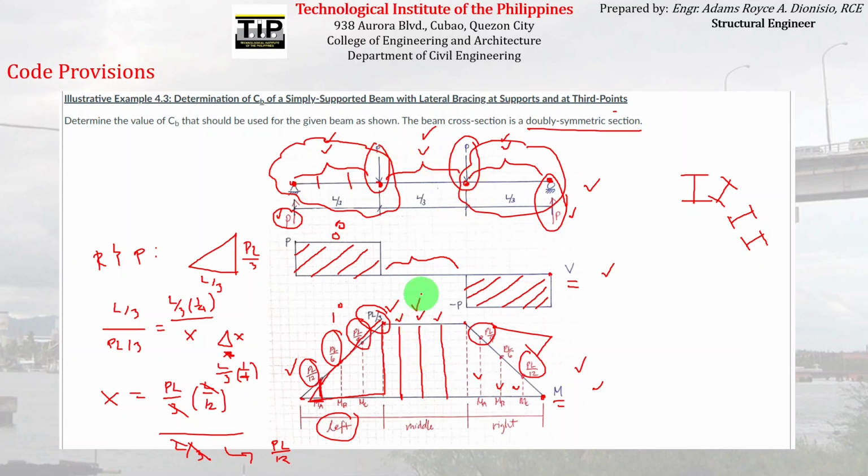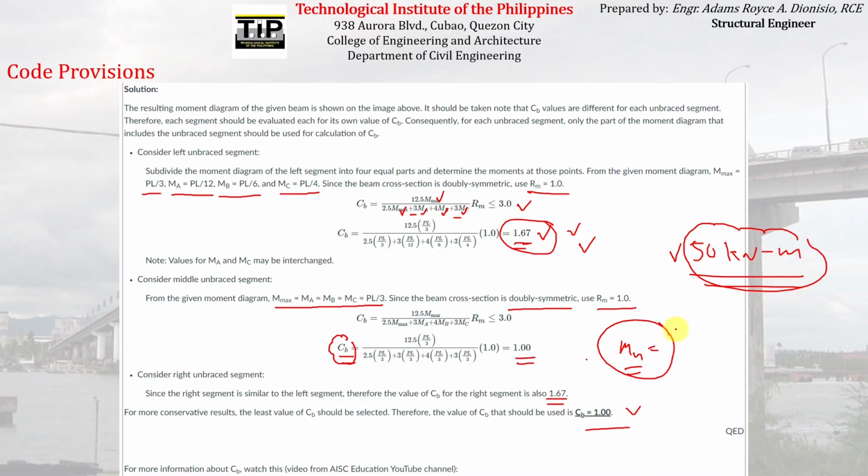kaysa dito sa portion na to, kaysa sa portion na to. Okay, so mas critical siya dito sa bandang midspan niya, lateral torsional buckling. Okay? Not on this portion na malapit sa support. So we can draw that conclusion out of the result that we have computed here.